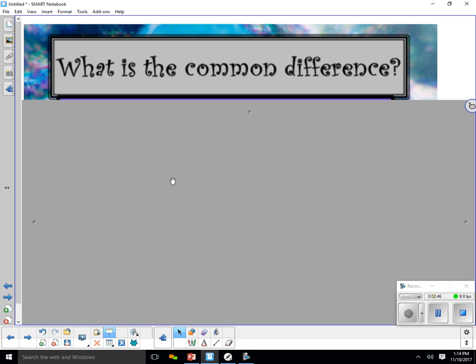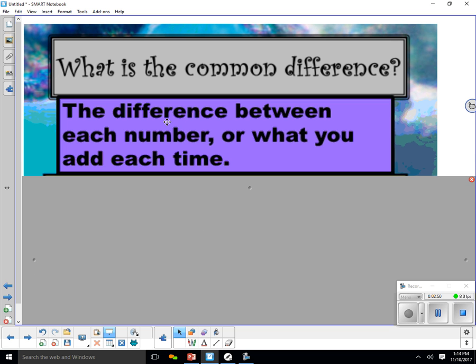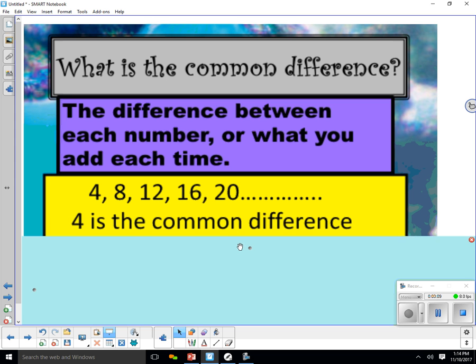All right. Now, it says, what is a common difference? The common difference is the difference between each number, or, in other words, it's what you are adding each time. Okay? So it's the difference between each term in your sequence. And so we had a minute ago, that was the one we had in the previous problem. Our common difference was 4 because we were adding 4 every time.